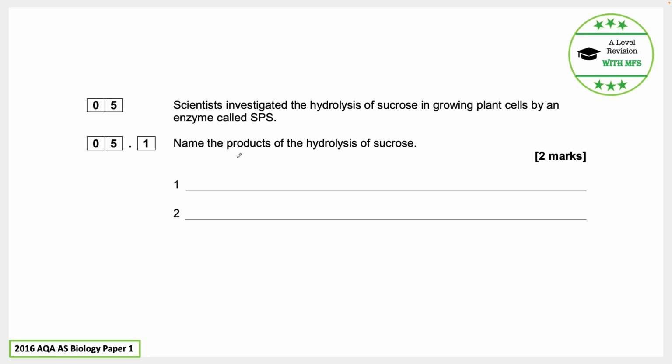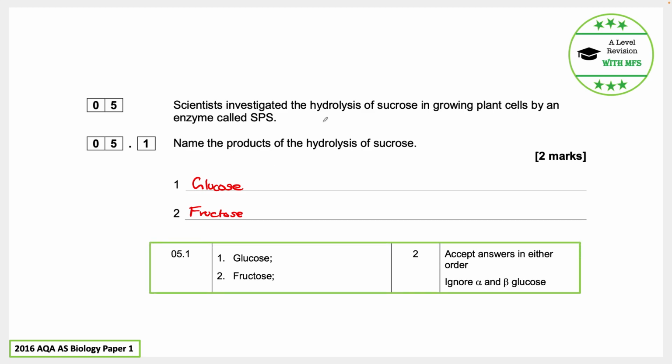So, the products of hydrolysis of sucrose are glucose and fructose. Okay, easy 2 marks to get, and the mark scheme just says glucose and fructose, it doesn't matter on the order that you have, and it says ignore alpha or beta glucose.